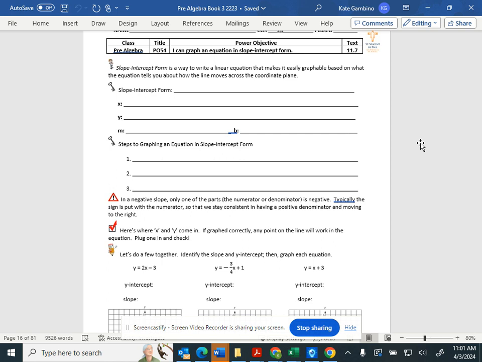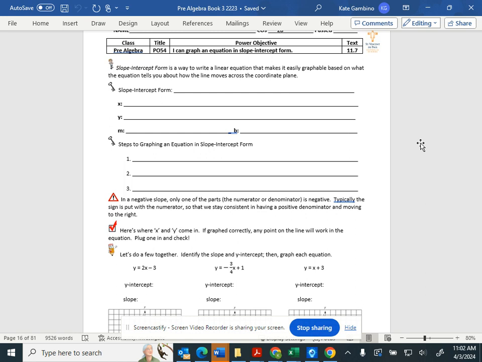So what is the slope-intercept form that we talked about in the last objective? Remember what the equation looks like. What is our slope-intercept form, Maddie? Ax plus by equals c. Good. So now that's the equation that we talked about yesterday.